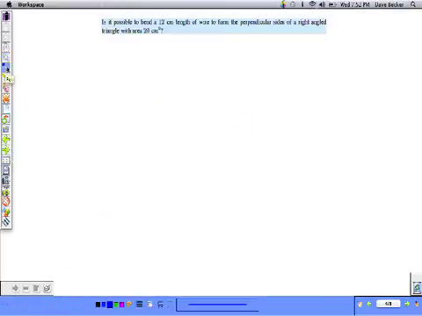Okay, so we have: is it possible to bend a 12 centimeter length of wire to form the perpendicular sides of a right angled triangle with area 20 square centimeters? And I don't particularly like the way they worded this question, but we're kind of stuck with it. But here's what they mean. They're only talking about the sides of a right triangle.